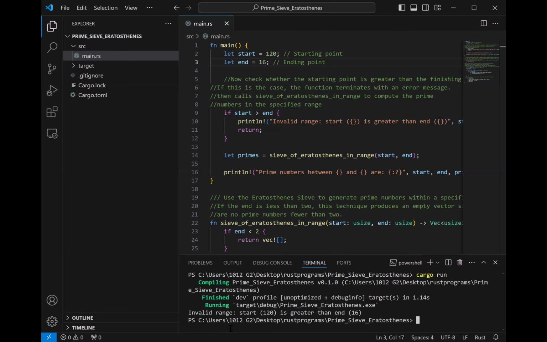It has finished. It says invalid range, start 120 is greater than 16, which is the end. So we said that will happen if you give a larger start point than the end point. Then we also said that if the end is less than 0, it will give us an empty vector. Let's just see if that is the case.